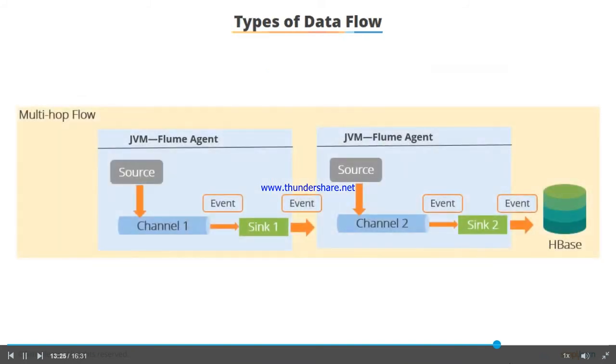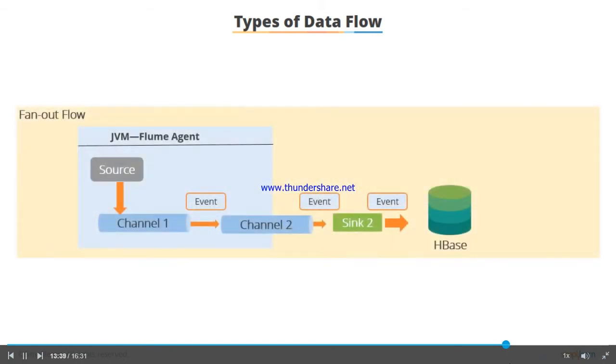Data flow in Flume takes place in the following three ways. Multi-hop flow. When an event travels through more than one agent before reaching the final destination, it is called multi-hop flow. Fan-out flow. When data flows from one source to multiple channels, it is called fan-out flow.